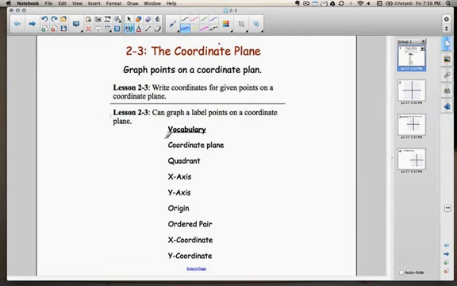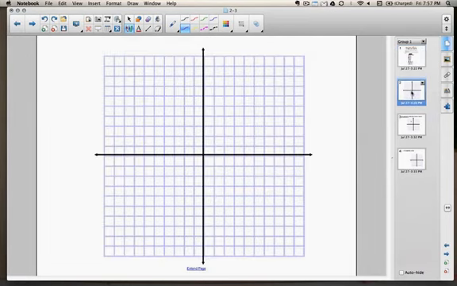Your vocabulary for today is coordinate plane, quadrant, x-axis, y-axis, origin, ordered pair, x-coordinate, and y-coordinate. We're going to start this by covering a bit of vocabulary. This graph paper-looking thing is known as a coordinate plane. And it has two lines on it. The line that goes horizontally is known as the x-axis, and the line that goes vertically is known as the y-axis.